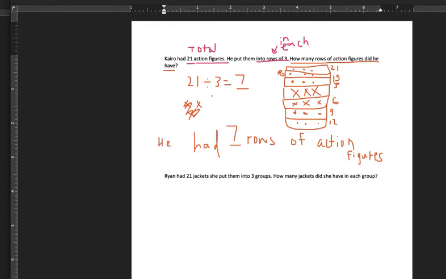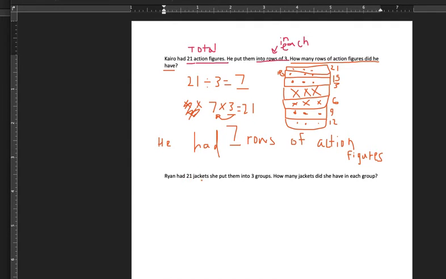And also I could write it as a multiplication equation. How many rows? 7 times what? Times 3 equals 21. But what we were trying to solve for was actually this 7. I don't want you to get confused and think the answer is 21 or 3. We already knew that in the story problem. Next story.